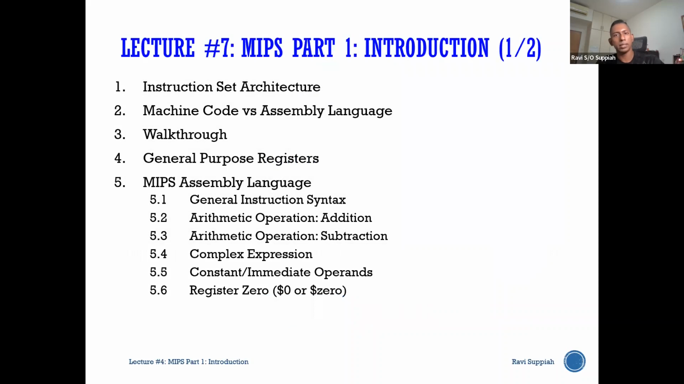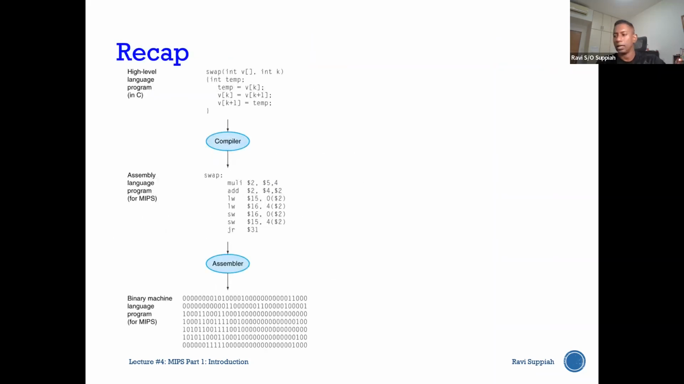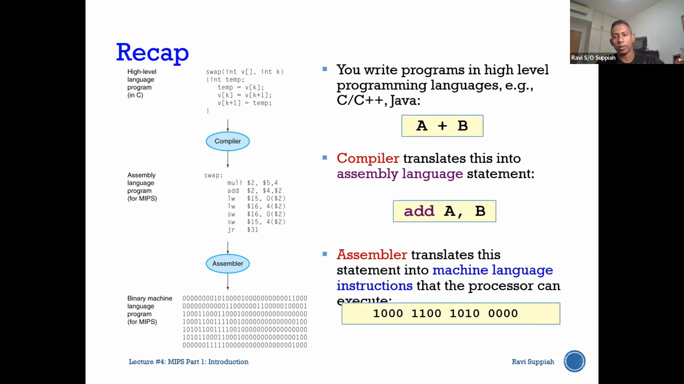So basically, we are going to be looking at all of this: instruction set architecture, assembly language, and so on, and some basic operations using the MIPS instruction set. Just to recap, this is what we saw earlier: a very high level program in C, like this. When you click on compile, what it does is translate it into what we call assembly language.